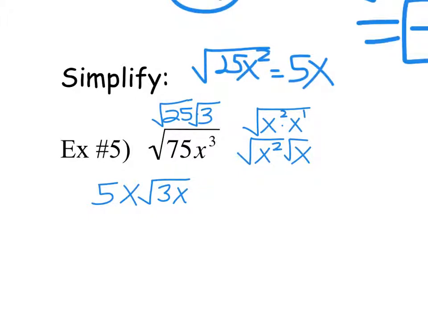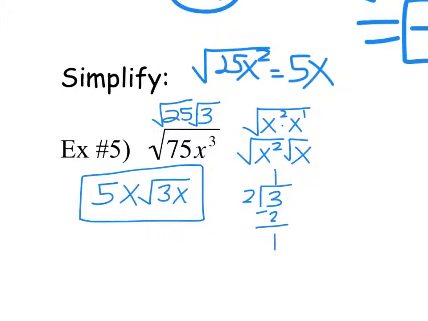Okay, that's one way to do it. When the numbers get a little bit bigger, you might not want to do it that way. What I like to do is this. The number on the outside is going to divide into the exponent. And what I do is I go, 2 goes into 3 how many times? 1 with 1 remainder. So that means 1 x comes out, 1 remains inside.